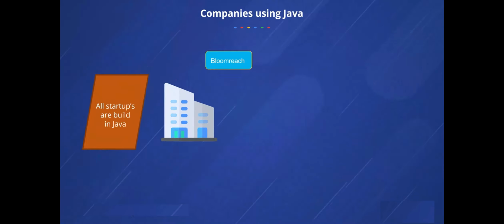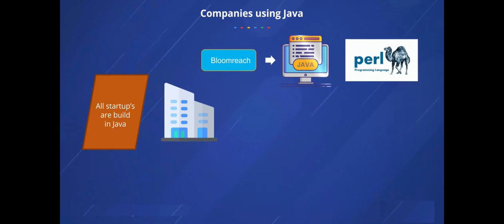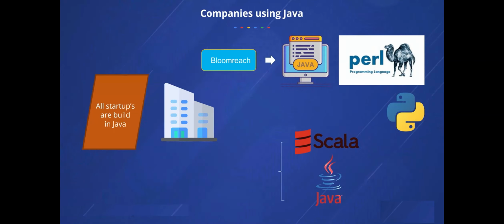Like I was working on a startup called Bloomreach. In fact, most of the system is built in Java. Earlier, they used to write a lot of Perl or Python code. They have migrated a lot of their code into Java and Scala. So these two are among the most powerful object-oriented programming languages.